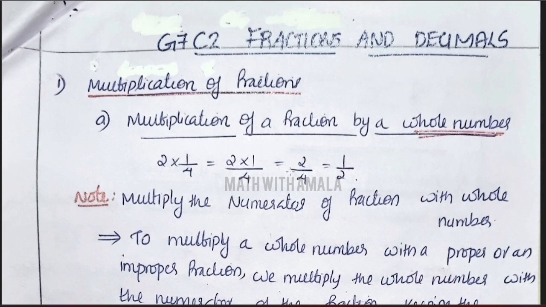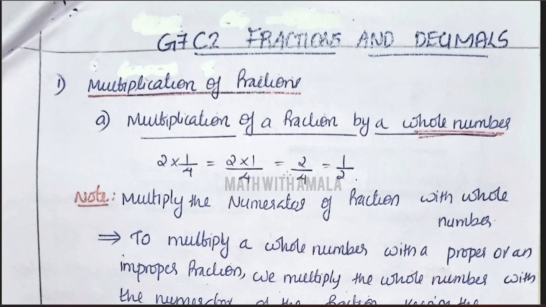So when we deal with the whole number section, 2 into 1 by 4 can be written like this: the numerators can be multiplied first, so 2 into 1 by 4 is equal to 2 by 4, that is 1 by 2 in the simplified form. That is, we are taking 2 as the whole number and multiplying it with a fraction. So you have to multiply the numerators first, then the denominator can be placed like that itself, because the denominator of the whole number is always 1.